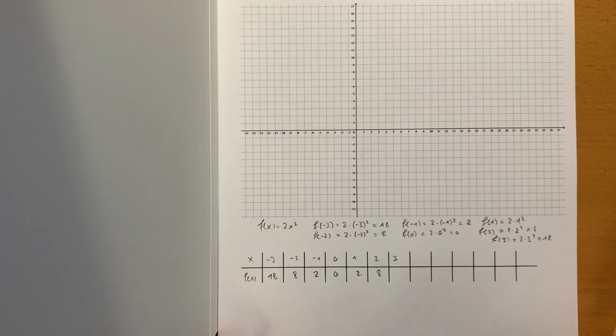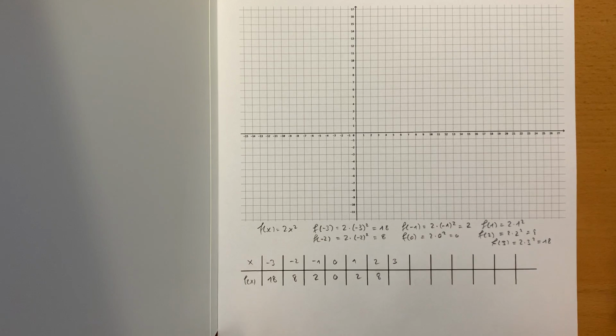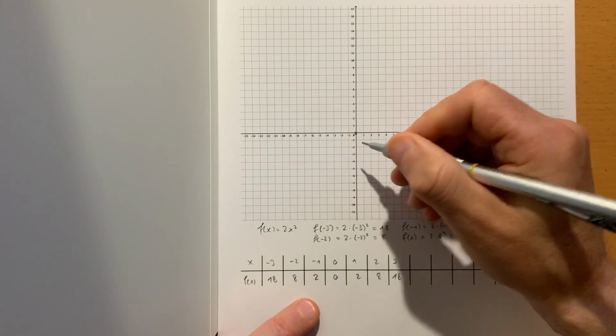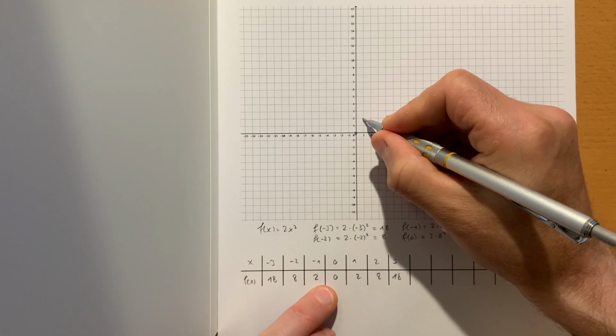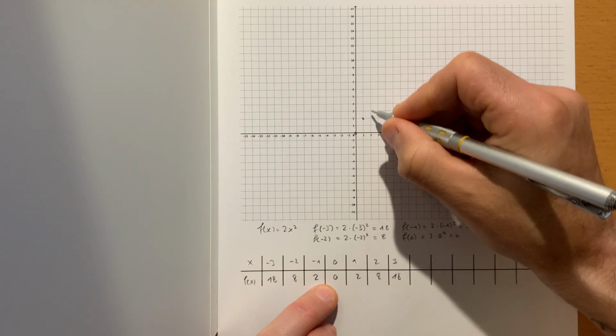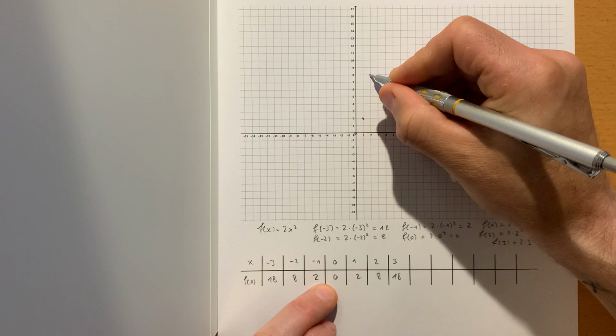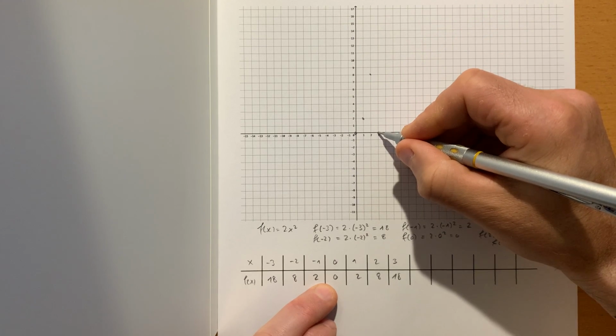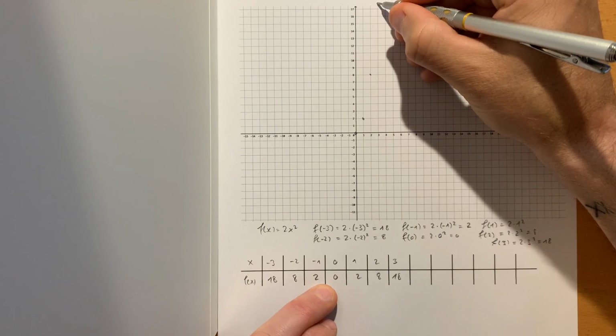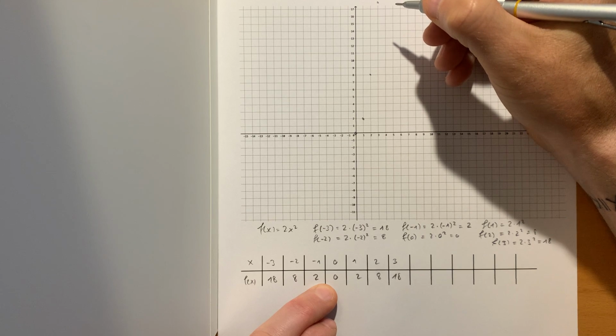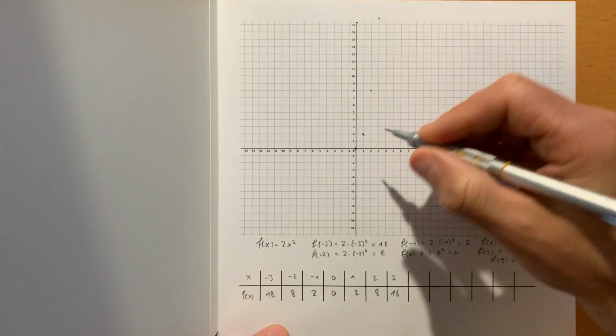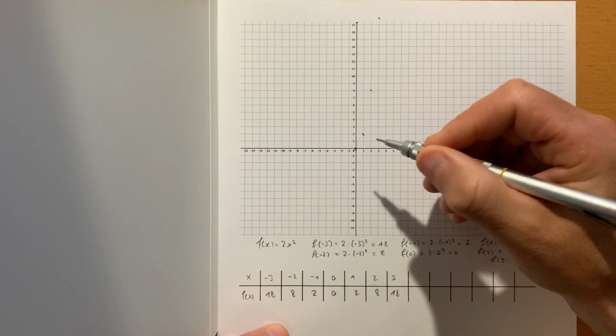So let's plot the points. At 0, we're here. At 1, we're at 2. At 2, we're already up at 8. And now look, at 3, we're already up at 18. It's very high up. It grows very fast.